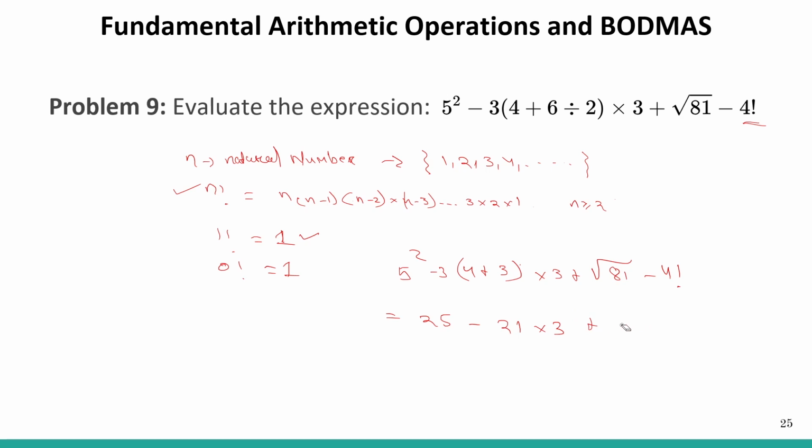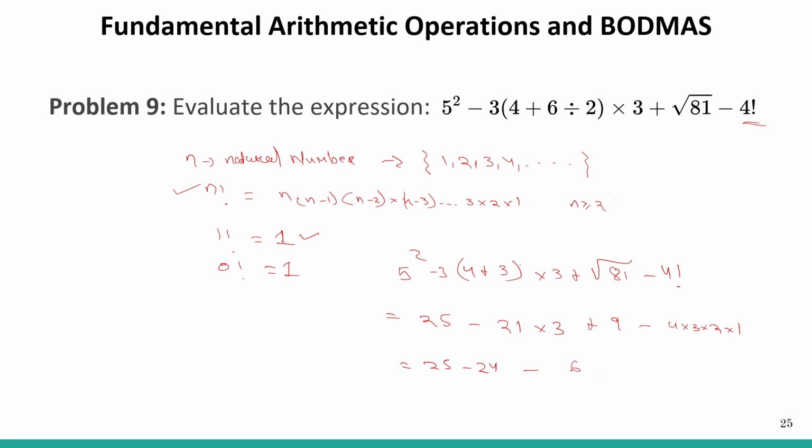So okay, let's simplify the exponents. Here the exponent is 1 by 2. So let's simplify it and write 9 and minus 4 factorial. 4 factorial is nothing but 24, that is 4 into 3 into 2 into 1. So this is equal to 25 minus 24, and then minus 21 into 3.